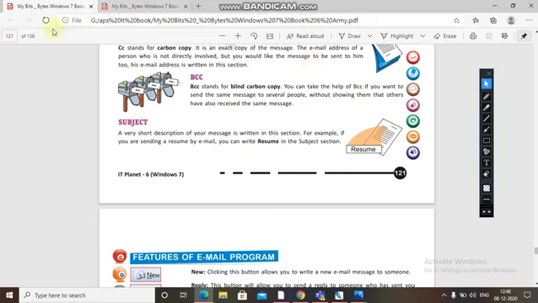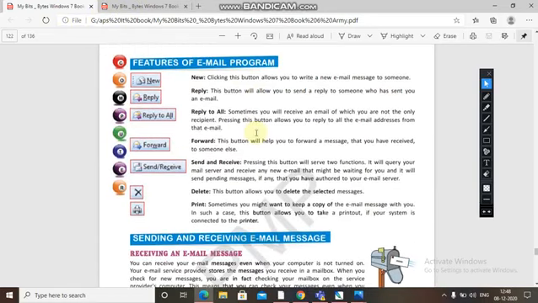Now you see features of an email program. New. Clicking this button allows you to write a new email message to someone. If you want to write a new email message to someone, then you will click on new.